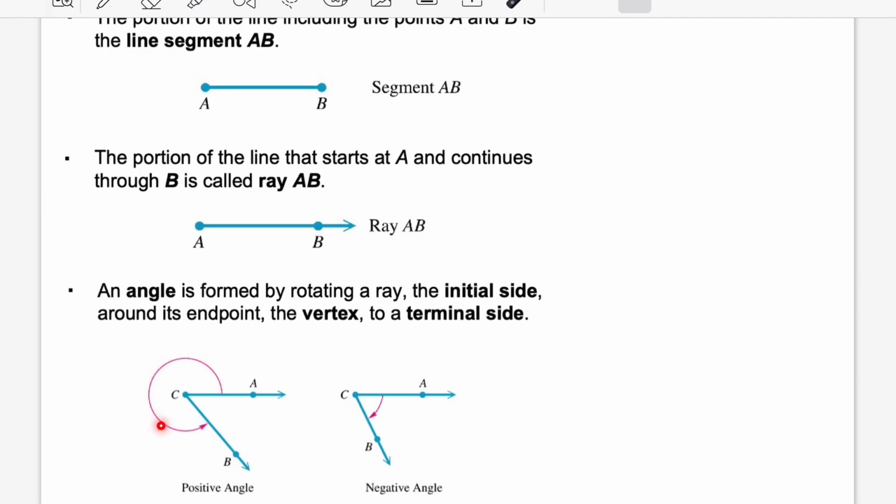We're rotating counterclockwise. Now, if we had a negative angle, we still have our initial side here, this ray. And now we're rotating in this direction. We're rotating clockwise, and this would be a negative angle, stopping here again at our terminal side.